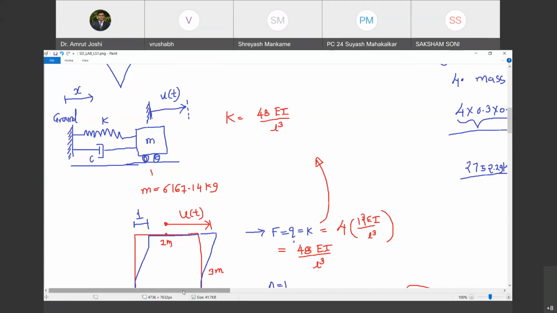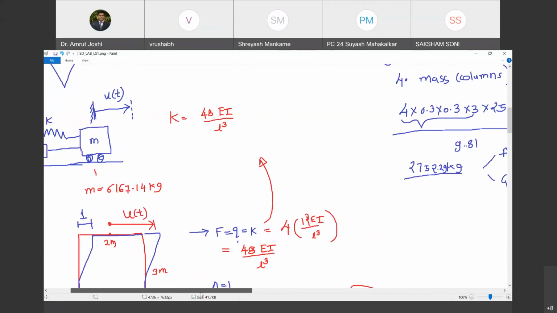Yes. Now let us go ahead. Now mass is given in kg. We will have the value of u of t in meter. Let us decide that we are going to have u of t in meters. So if u of t is in meter, then I will have to give you the value of E in Newton per meter square. Do you agree with me? Value of E has to be given in Newton per meter square. Agreed?